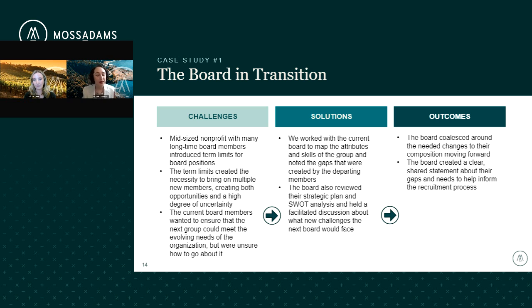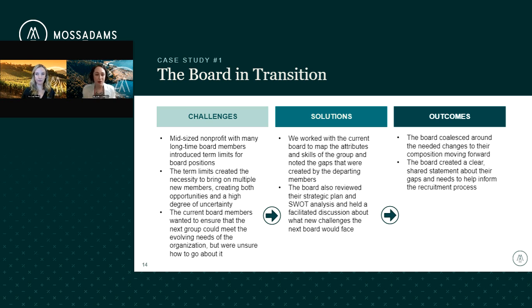So we worked with the board. We used that same composition matrix that LeeAnn just shared. We worked with the board to map the attributes and skills of the group. And within that, we listed out the historic areas of expertise that we needed. And also we looked at their strategic plan and said, what are going to be those additional skill sets or additional competencies, relationships, any of those pieces that we'll want to have on our board in order to be able to move the organization forward towards its vision and mission?